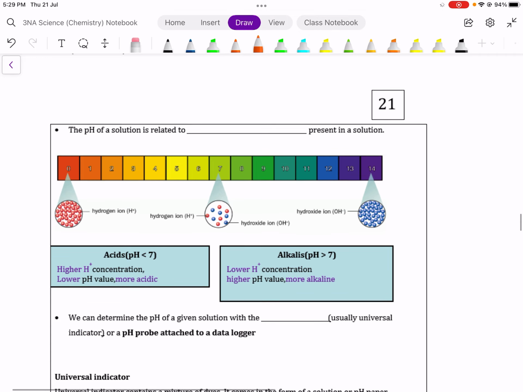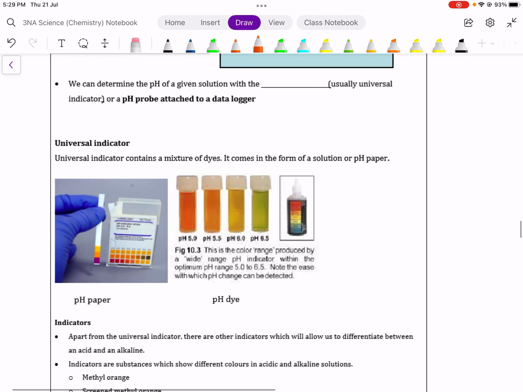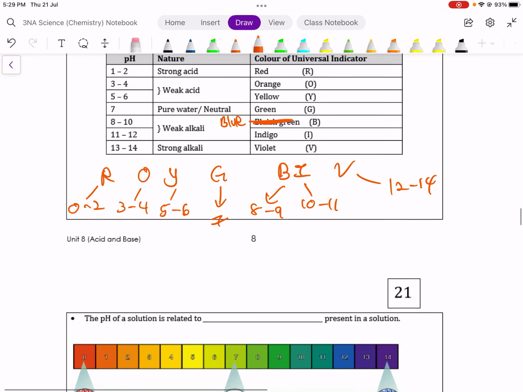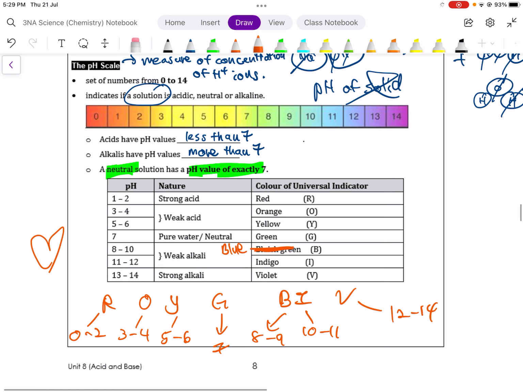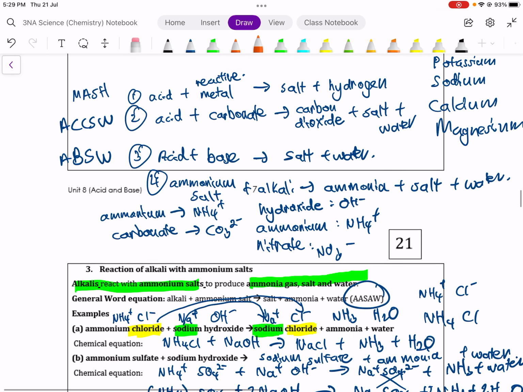Maybe on Monday you can see a demo of this universal indicator on common household items like coffee and toothpaste. I'm using the paper form. Basically there are two kinds of universal indicator, the paper form or the dye form. I use the paper form. This one is important, you need to know the pH and the colors when you use universal indicator. As well as these tests for gases are very important.